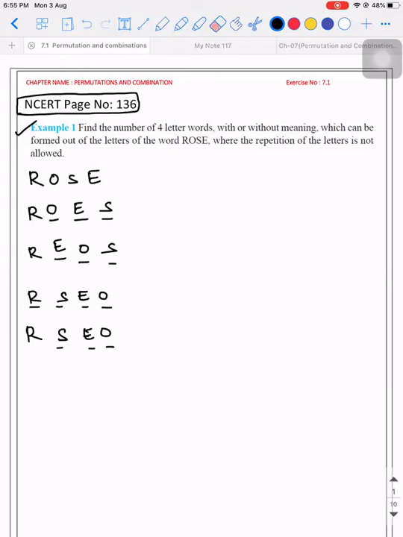So what is kept fixed? The first letter is kept fixed. I'm not disturbing it. Next, the last one I can think of is RSEU. You wrote two of the same words, sir. Which one? RSEU. Yes, sir. R, S. So 1, 2, 3, 4. You should get one more.